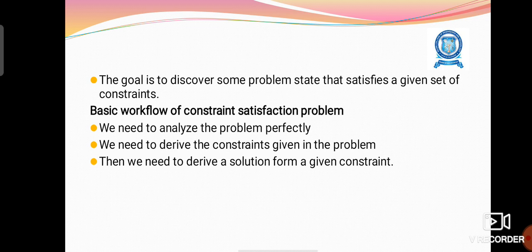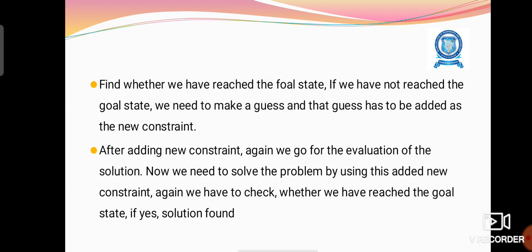Basic workflow of a constraint satisfaction problem. First of all, we need to analyze the problem perfectly. We need to derive the constraints given in the problem. Then we need to derive a solution from the given constraints. Find whether we have reached the goal state. If we have not reached the goal state, we need to make a guess, and that guess has to be added as the new constraint.